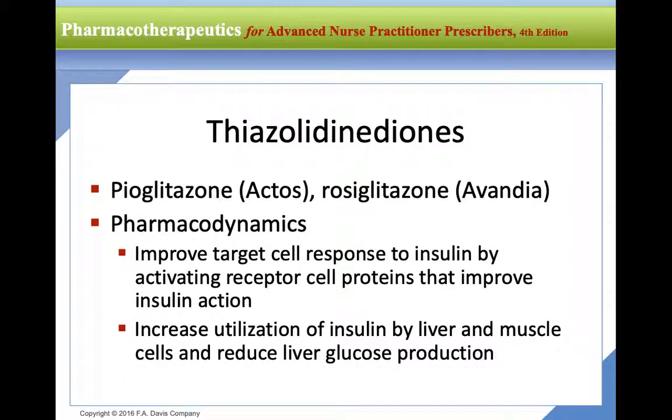TZDs, I don't really know where they are in therapy. A few years ago, they were I believe the number one prescribed. I think Actos or pioglitazone was the number one prescribed medication in America. Incredibly popular. And then it came out that Avandia or rosiglitazone had an increased risk of cardiovascular events. And pioglitazone had possibly an increased risk of bladder cancer.